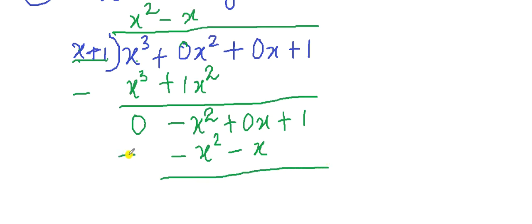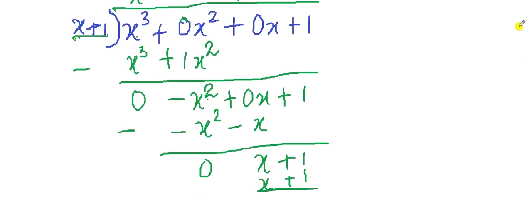Again we do the subtraction. So this gives me 0 and 0 minus minus x gives me x plus 1. And then to get x, what do I multiply with x? It is just 1. So I have plus 1. So I multiply with x and I multiply with 1. So my remainder here is 0.